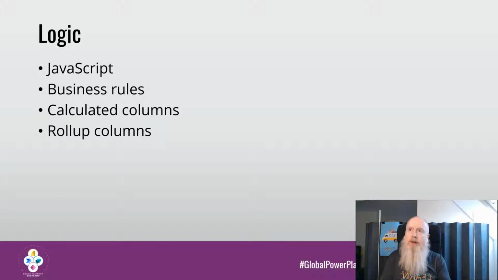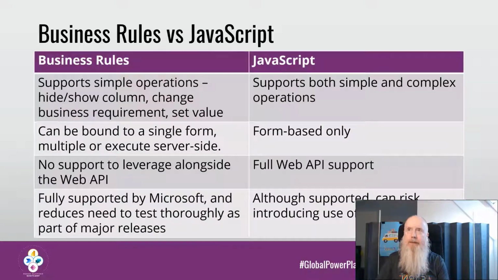Business rules can do similar things. There's some things you can do in JavaScript that you can't do in rules, and I'm going to talk about that in a minute. And there's some things you can do in rules that you can't do in JavaScript. But also remember, we've got calculated columns and roll-up columns. I use these extensively to reduce the need for code. I do calculations. So we'll look at both calculated and roll-up columns in this section. So business rules versus JavaScript first.